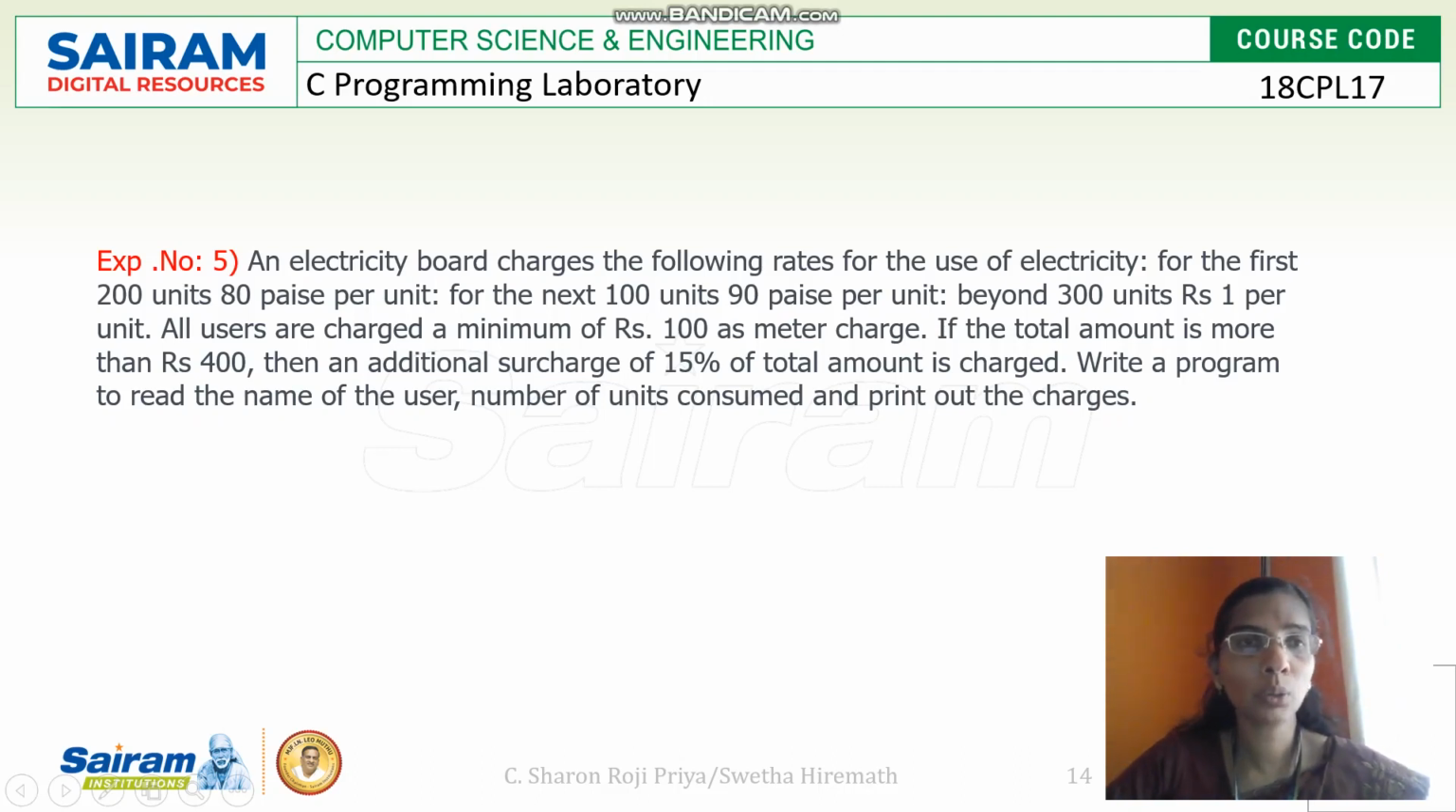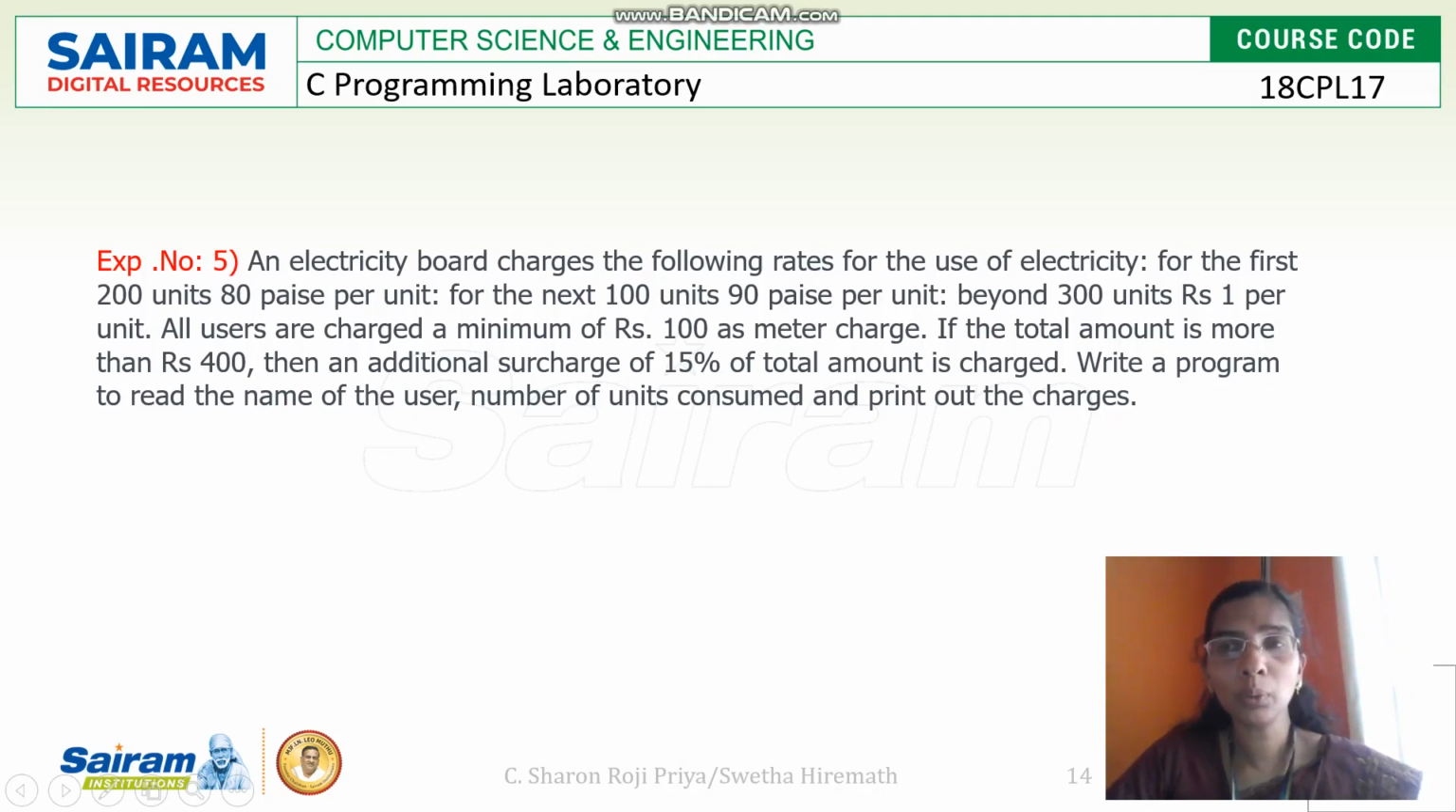For the first 200 units, 80 paisa per unit. For the next 100, that is, if the total units consumed is 300, for the first 200 it is 80 paisa and the next 100 it is 90 paisa. Beyond 300 units, 1 rupee. All users are charged with the minimum charge of rupees 100.